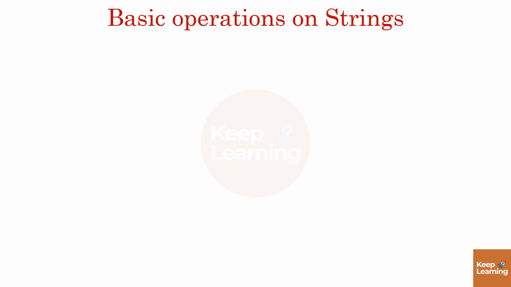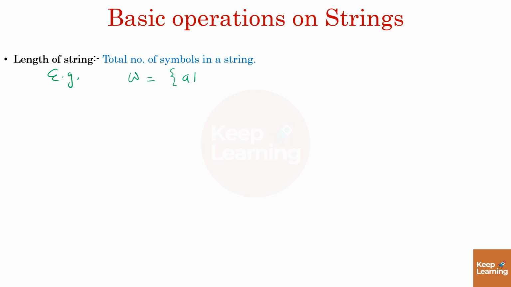Next concept is the basic operations on strings. So क्या क्या operations हम perform कर सकते हैं? First one is the length of the string. So length of the string is the total number of symbols in a string. For example, if your string is ABC, so length को हम denote करते हैं mod से. So इसकी length क्या होगी? 3. If string is double A, so इसकी length क्या होगी? 2. If you have the empty string, so इसकी length होगी 0.